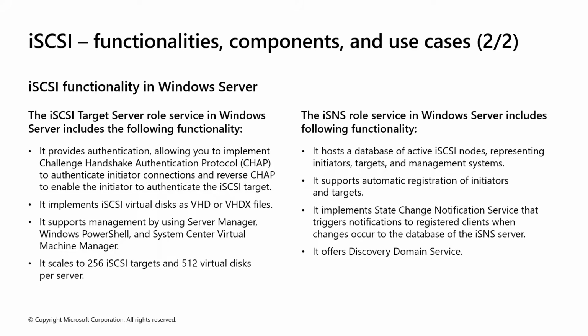It scales to 256 iSCSI targets and 512 virtual disks per server. The iSNS role service hosts a database of active iSCSI nodes and supports automatic registration and notifications. This flexibility makes iSCSI a powerful tool for organizations of all sizes.